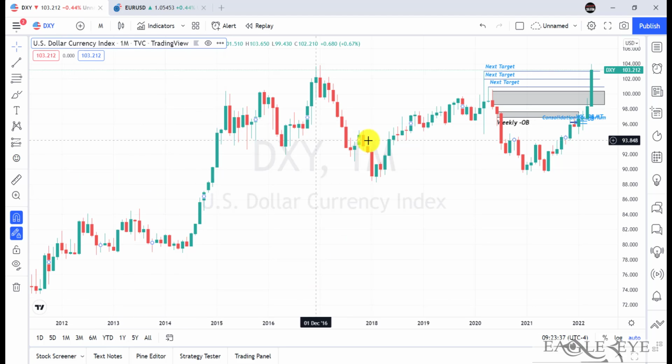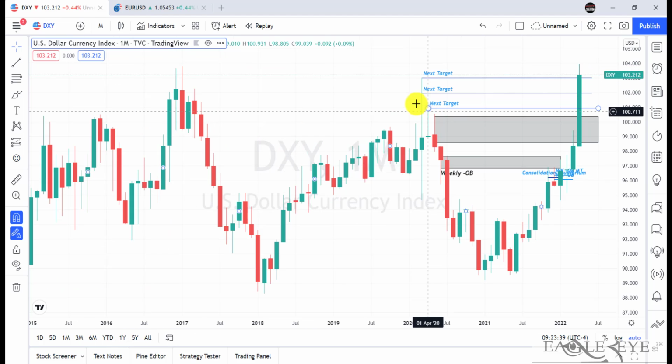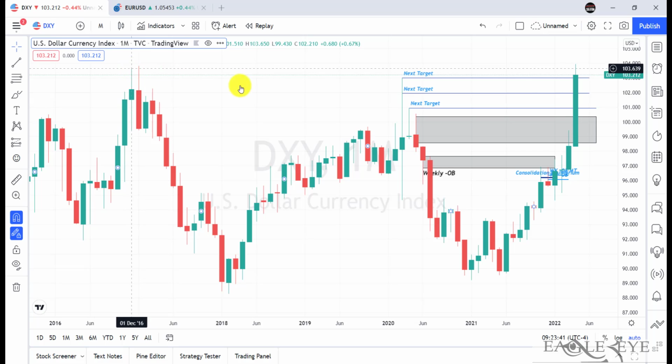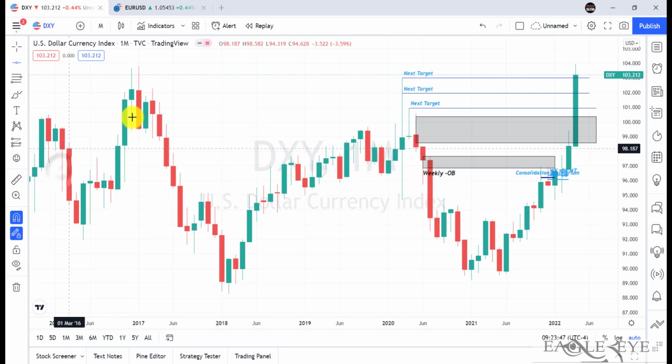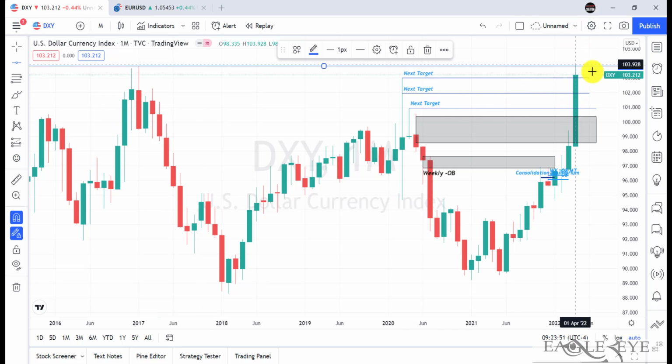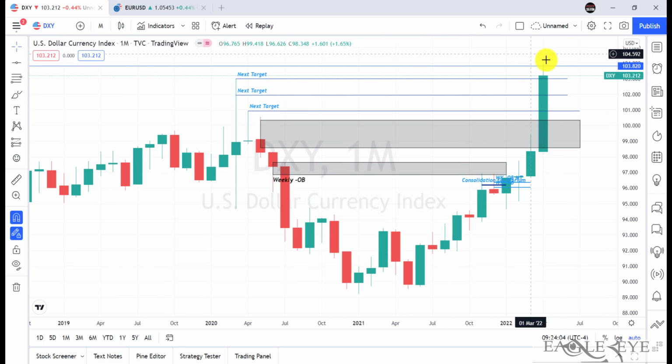On the monthly, you can see this particular high over here. That particular one was also reached. Price just reached into that high, and then had some kind of retracement, right there, at this particular high.